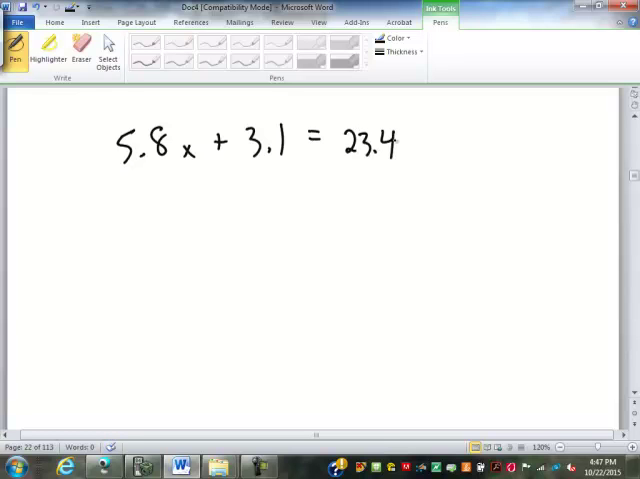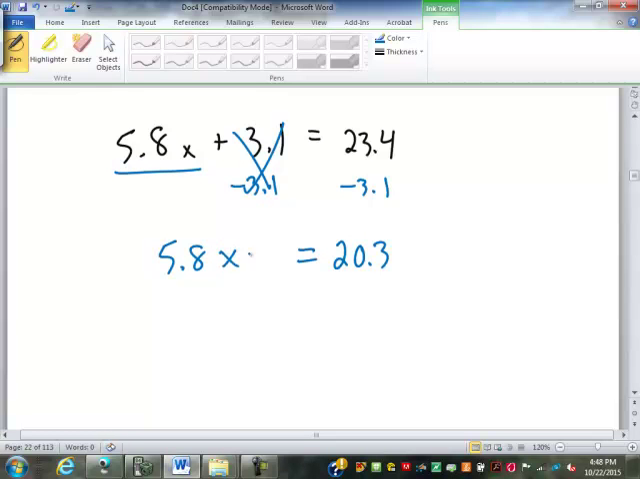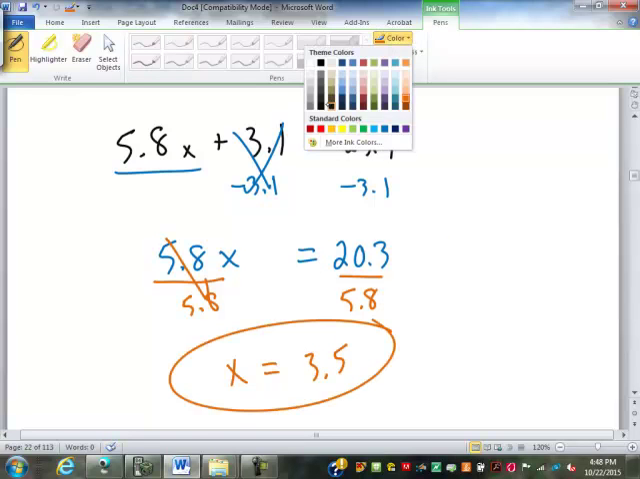Try this one. Try that. What's my first step? Subtract 3.1, so that's gone. Over here we have 20.3, and over here we're left with 5.8x. Then what? Divide by 5.8, so that's gone, leaving us with just x. 20.3 divided by 5.8 is 3.5. What do you think?